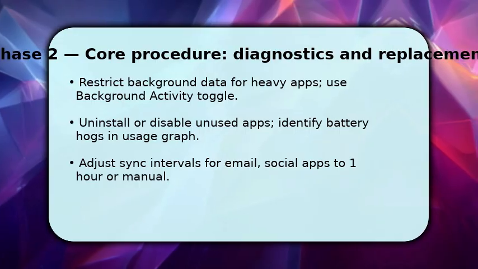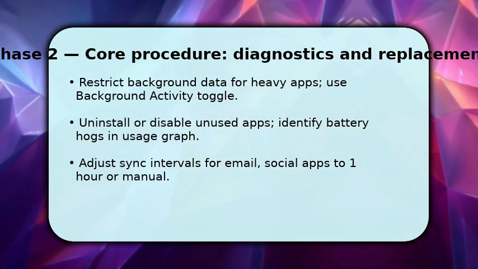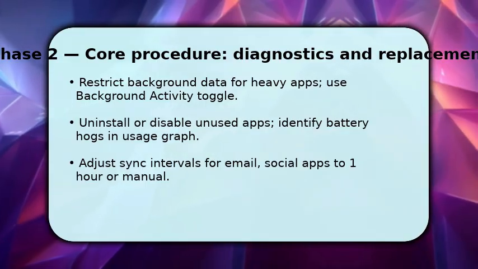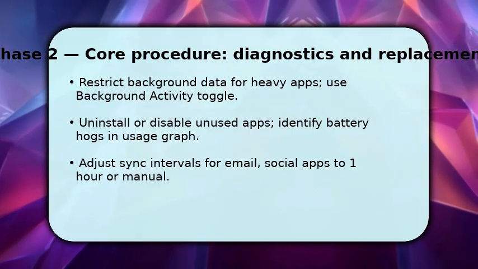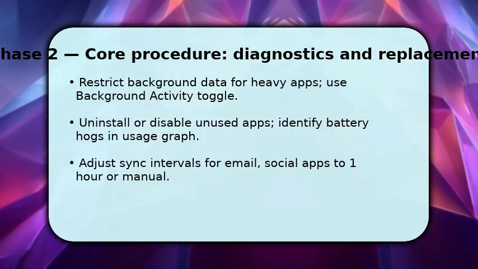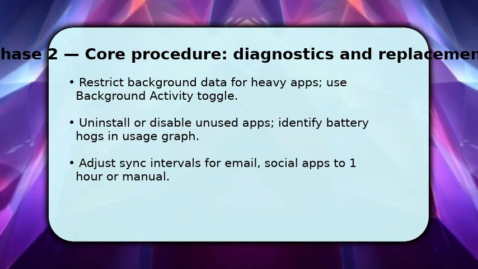Uninstall or disable apps you don't need, because dormant apps still receive push events. Change sync intervals for mail and social accounts to every hour or manual. Fewer syncs mean fewer radio and CPU events. Make sure to test responsiveness after each change so you keep functionality you actually need.